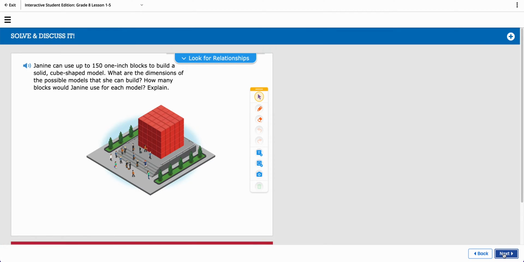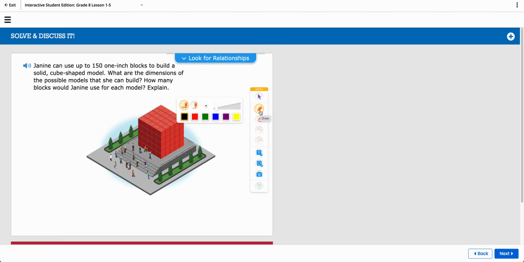It's all doable. So let's look at our warm-up question here. Janine can use up to 150 1-inch blocks to build a solid cube-shaped model. What are the dimensions of the possible models that she can build, and how many blocks would Janine use for each model? Okay, so she's got 150 blocks, right?